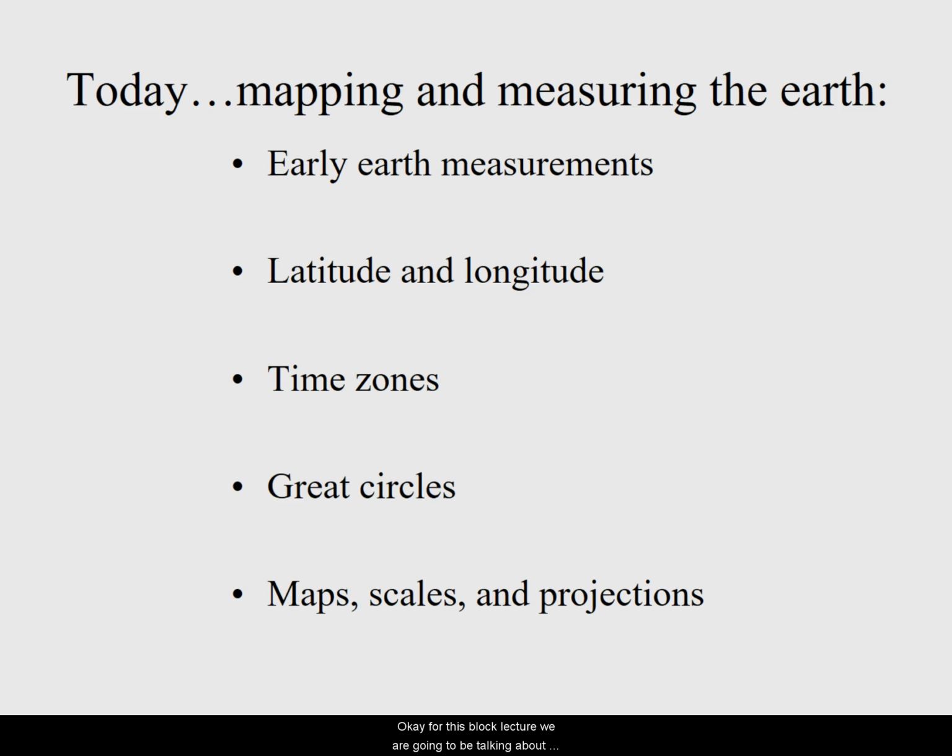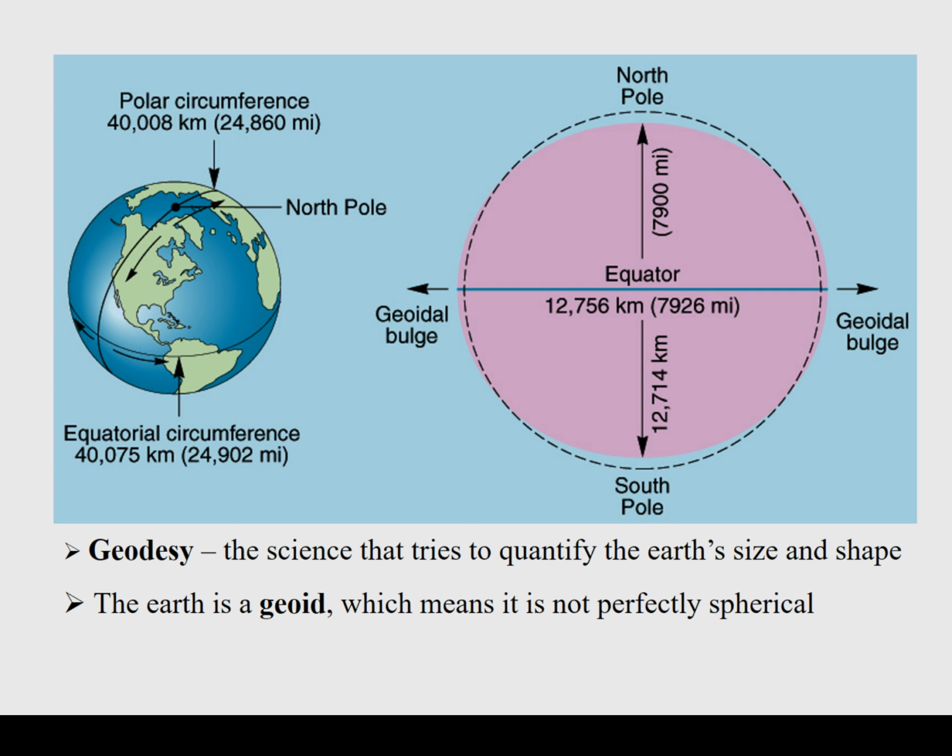Okay, for this block lecture, we are going to be talking about different ways that we have been mapping and measuring the Earth's surface. So we will be covering topics of early Earth measurements. We will be covering latitude and longitude and identifying the difference between the two and how they're used to define a point on the Earth's surface. We will be talking about time zones, identifying great circles, and talking about maps, map scales, and map projections.